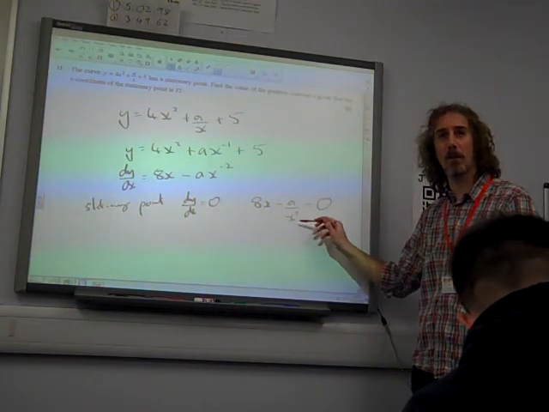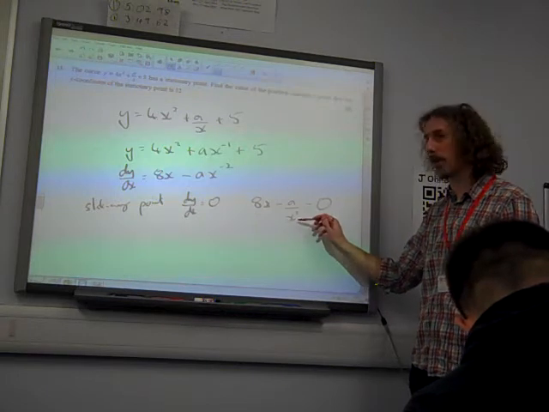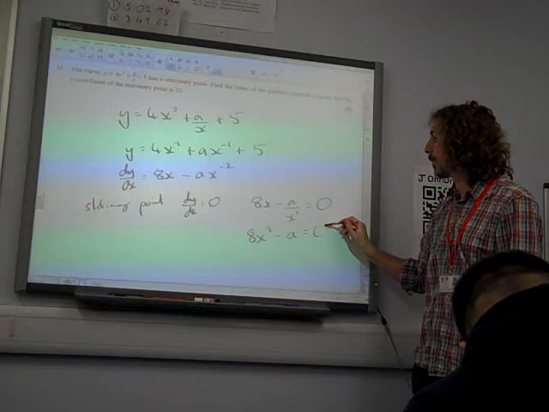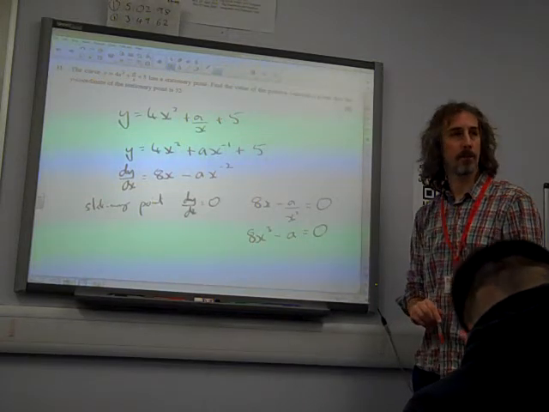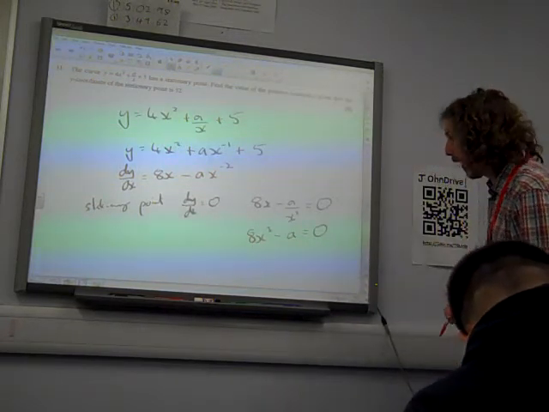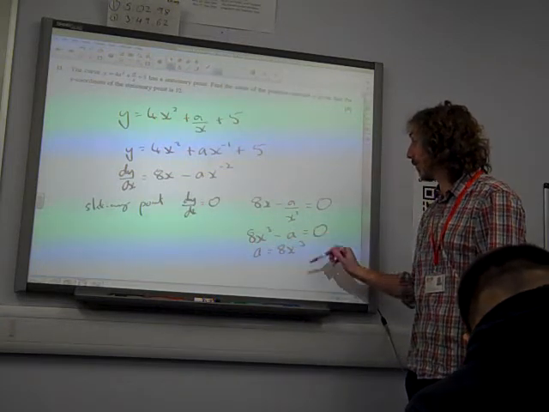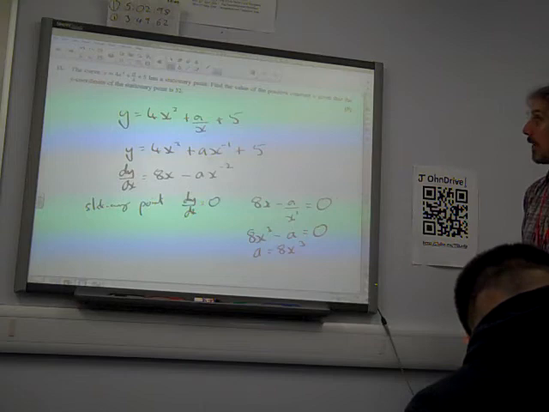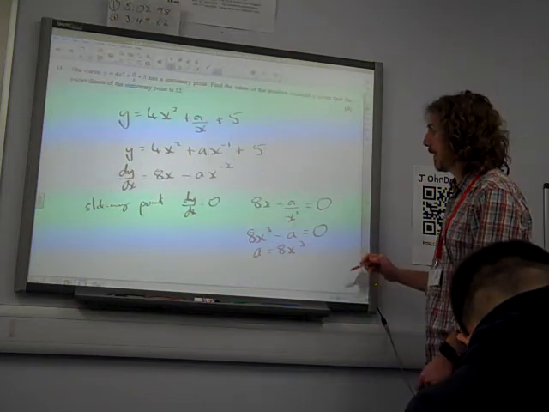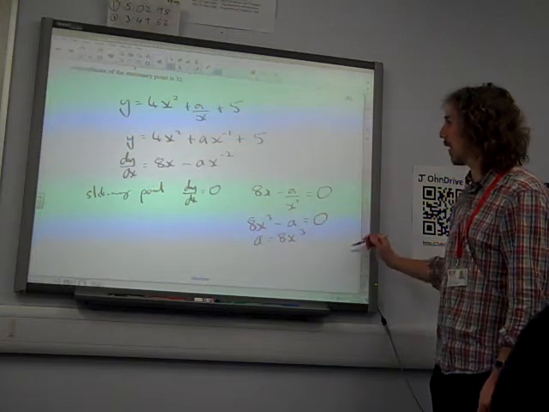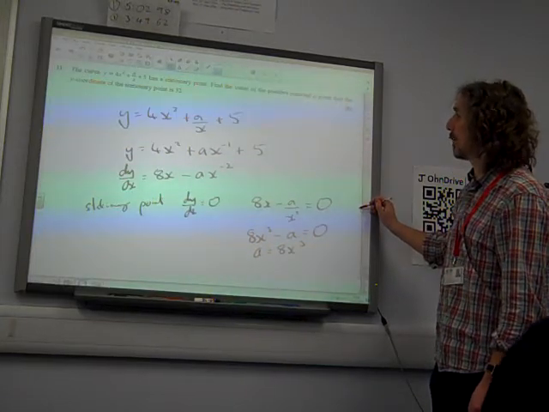We don't like this because we've got an unknown on the bottom of that fraction, so we're going to multiply by x squared. 8x cubed minus a is 0. Great, that means a is 8x cubed, or something along those lines. So at the stationary point, a is 8x cubed.